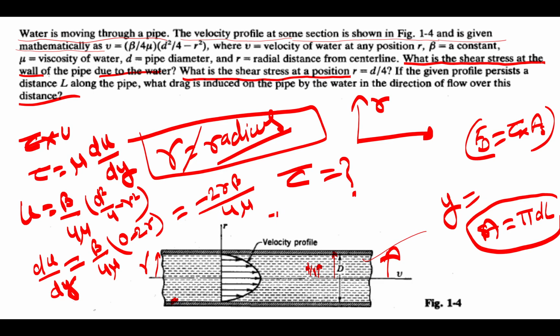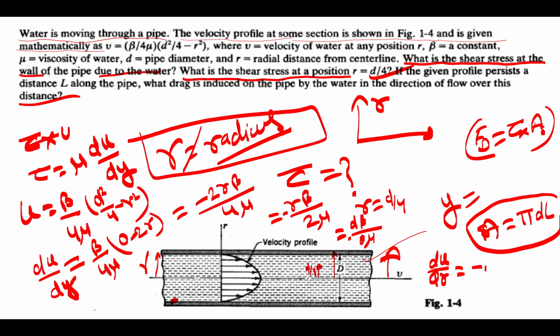You can also write it as minus r beta divided by 2 mu. So when r is equal to what? d by 4; you need to calculate at d by 4. So put d by 4. If you put d by 4 here, you will get minus d beta divided by 8 mu. So at d by 4, your du by dr will be minus d beta by 8 mu.